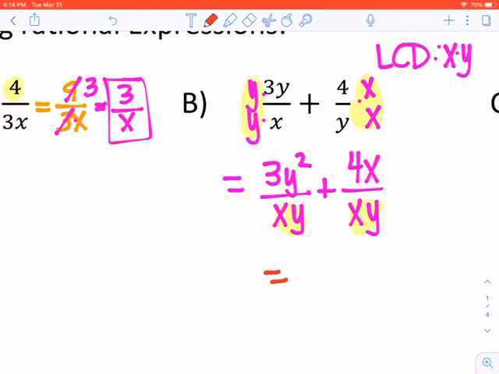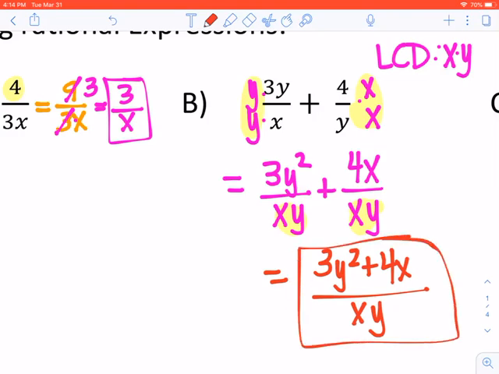So 3y squared plus 4x is just 3y squared plus 4x. There's nothing else I can do with that. And that's over your common denominator, xy. I can't factor this. There's no more simplifying involved. And that is my final answer.